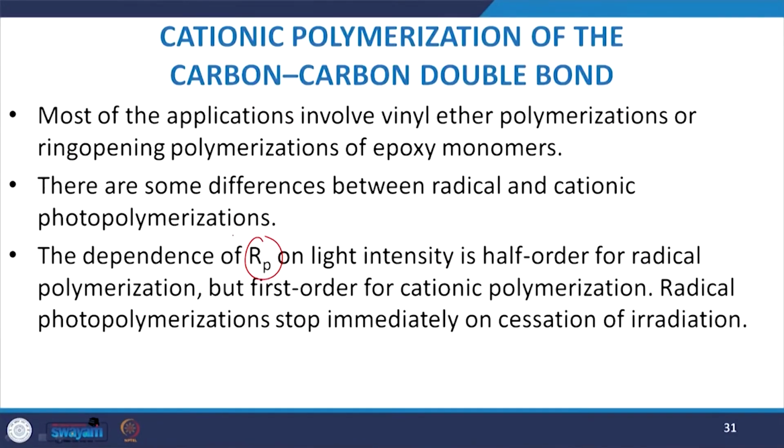Now, there are some differences between radical and cationic photopolymerization. The dependence of Rp on the light intensity is usually half order for radical polymerization, but first order for cationic polymerization. The radical polymerization stops immediately on cessation of irradiation. So, this is, you can say, the hairline difference between the radical and cationic photopolymerization.